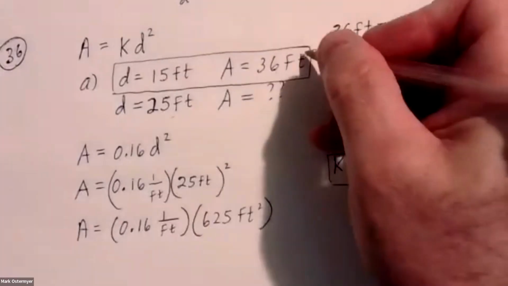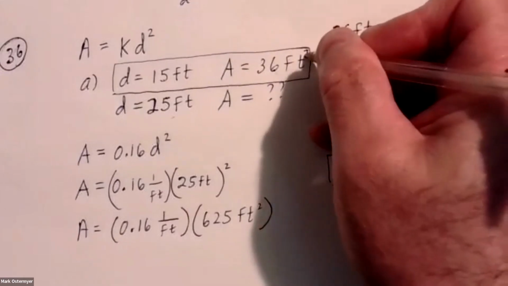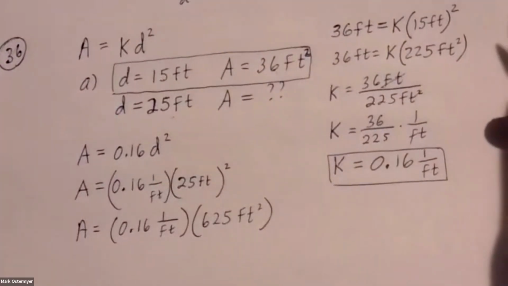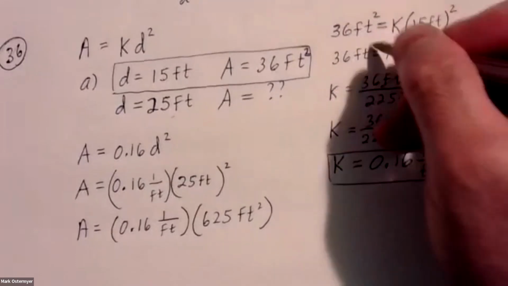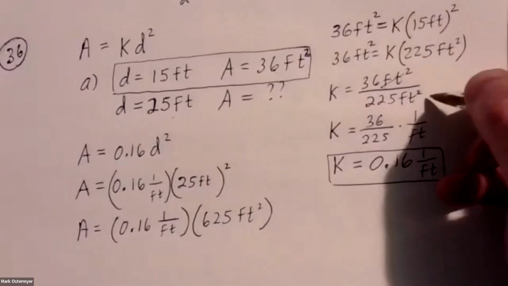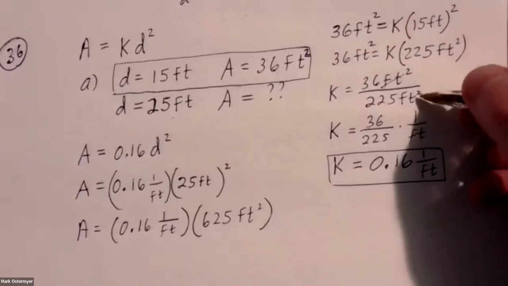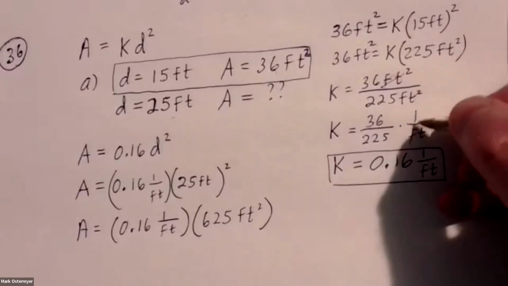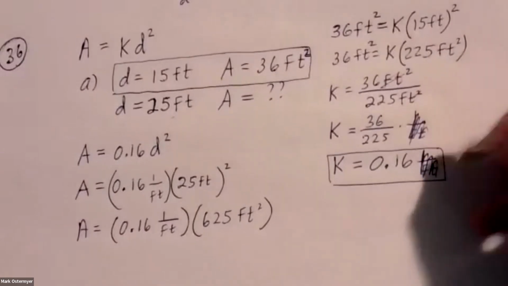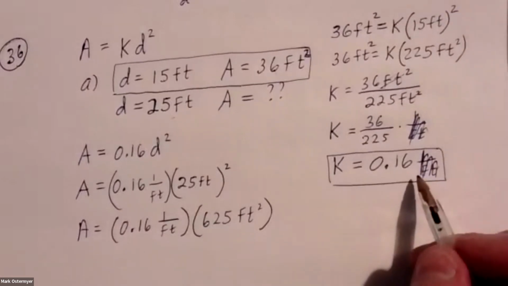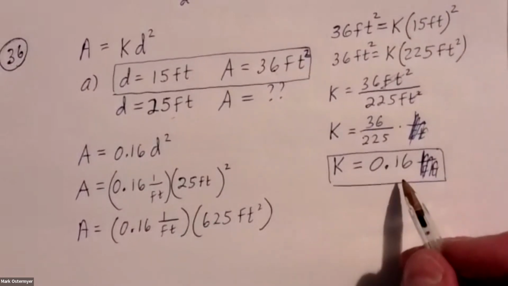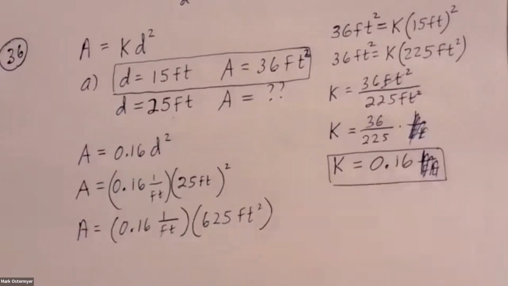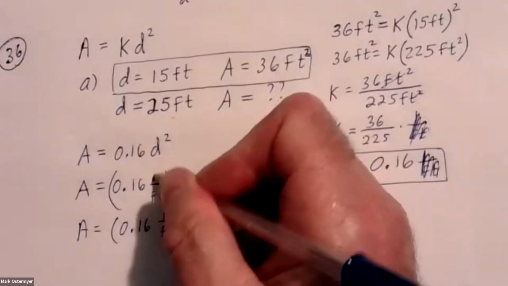Not just 36 feet, but 36 what? That should be square feet. Okay, so this should be square feet, square feet, square feet. So square feet over square feet, basically the units just drop out of the picture. There are no units. Units are gone. So it's just going to be 0.16. So your constant of variation is a dimensionless or unitless number. That's all it is. So there are no units attached to K.